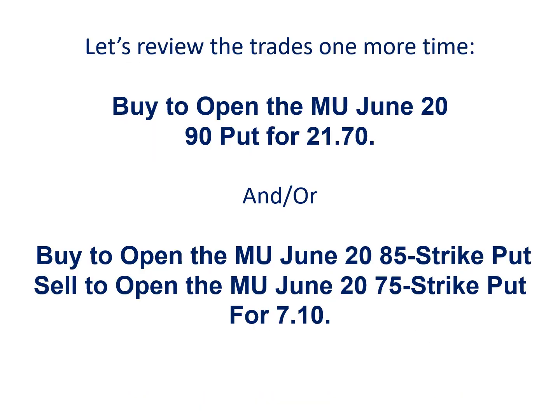Let's review the trades one more time. The first trade was a put purchase. It said to buy to open the MU June 20 90 strike put for 2170. We also reviewed a spread. The spread said to buy to open the MU June 20 85 strike put and sell to open the MU June 20 75 strike put on a spread at a debit of $710.